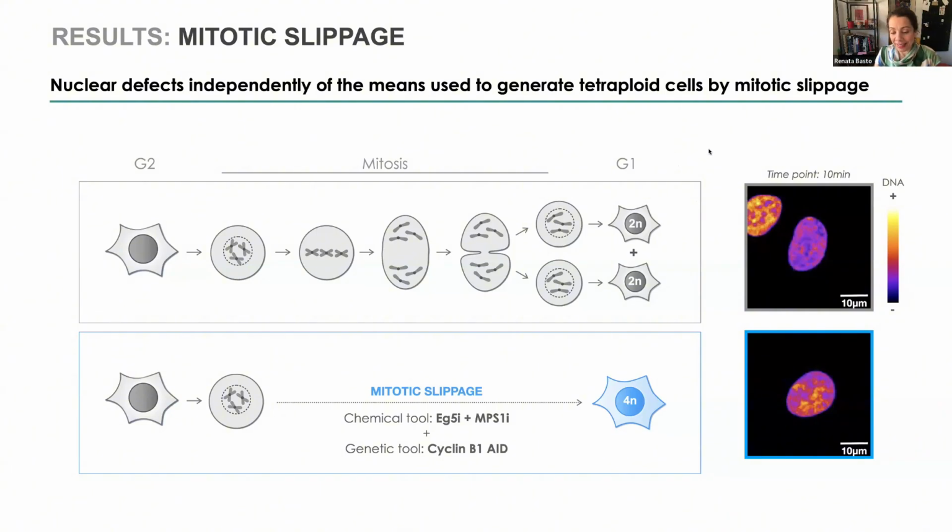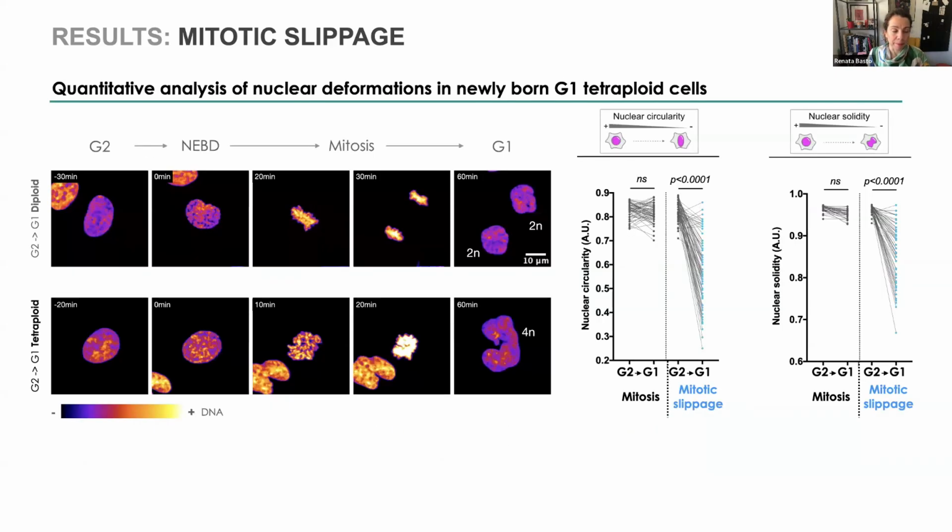degradation of cyclin B, which is fused to an AID, we will obtain these very deformed nuclei that look even like a mouse embryo, as someone pointed out to me the other day. And so the key point is that, independently of the way we generate mitotic slippage, we obtain these deformed nuclei, and we wanted to understand why.